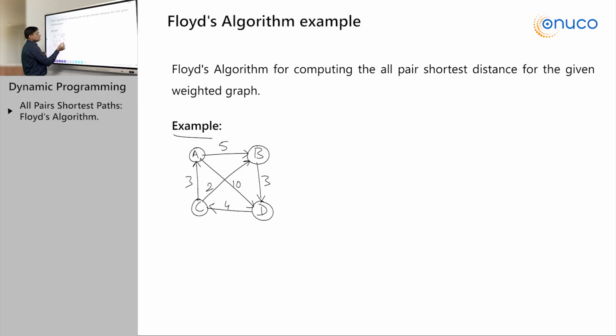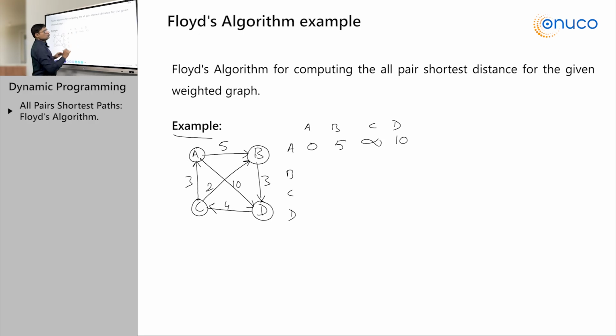Now if you convert this into the form of a matrix, such that you can give that input to the program, then we write A, B, C, D, and A, B, C, D. What is A to A? A to A will remain 0. A to B, there is a path and it is 5. A to C, we don't have a direct path. Hence, A to C, we call it infinity. A to D, we have a direct path and the distance is 10.